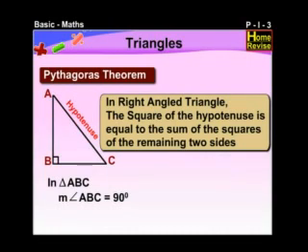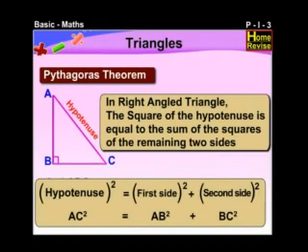According to the theorem, in a right angle triangle, that is in triangle ABC, the square of the hypotenuse, that means square of side AC, is equal to the sum of the squares of the remaining two sides. Now, AB and BC are the remaining two sides. That means AC square is equal to first side square, that is AB square, plus second side square, that is BC square. Therefore, hypotenuse square is equal to one side square plus second side square. According to Pythagoras theorem, in a right angle triangle, the square of the hypotenuse is equal to the sum of the squares of the remaining two sides.